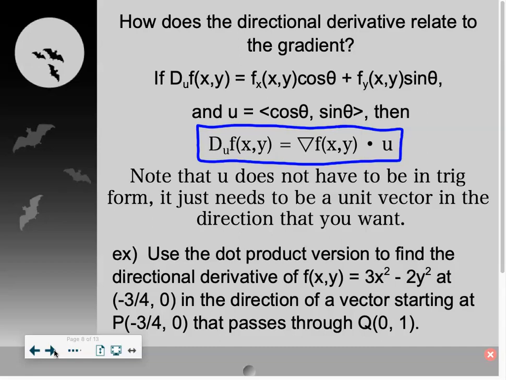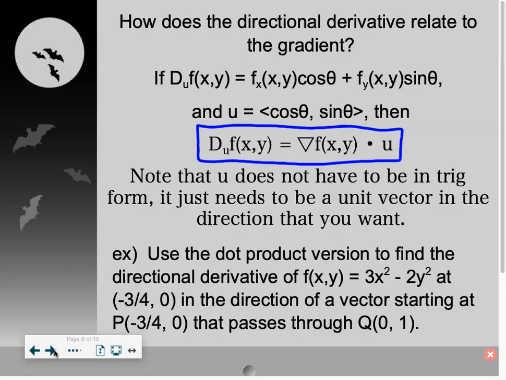U is originally presented as this vector cosine theta, sine theta, where theta is the angle of the direction you're looking at. But u doesn't have to be written as cosine theta, sine theta. Cosine theta, sine theta is automatically a unit vector, right? We know that because cosine squared plus sine squared is 1. So we know that's a unit vector, but it doesn't have to be written in trig form.